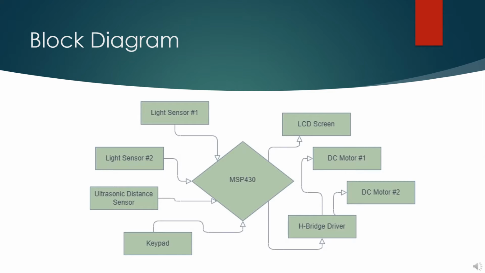This is the block diagram depicting the system a little bit more clearly. So we have the MSP430 in the center, and to the left of the MSP430 are all of the sensors that the system is utilizing. And all of these sensors are considered in combination in order to determine, first of all, what information to display on the LCD screen, and also how far and in which direction to rotate our 2 DC motors.